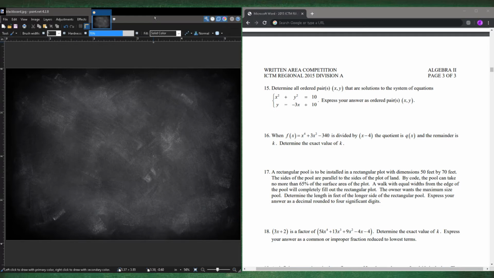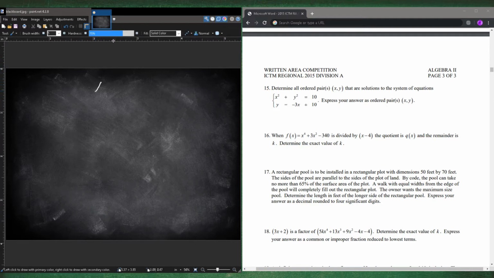Okay, question 16. When f of x is equal to x to the power 4 plus 3x squared minus 340 is divided by x minus 4, the quotient is q of x and the remainder is k. Determine the exact value of k. It's pretty simple. All you had to know is something called the remainder theorem.